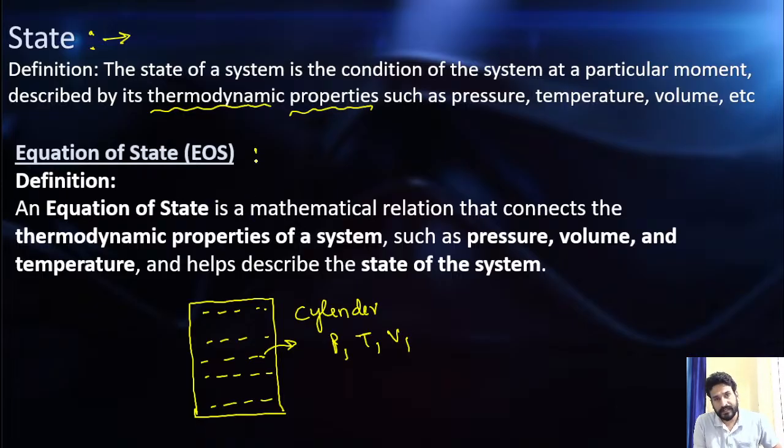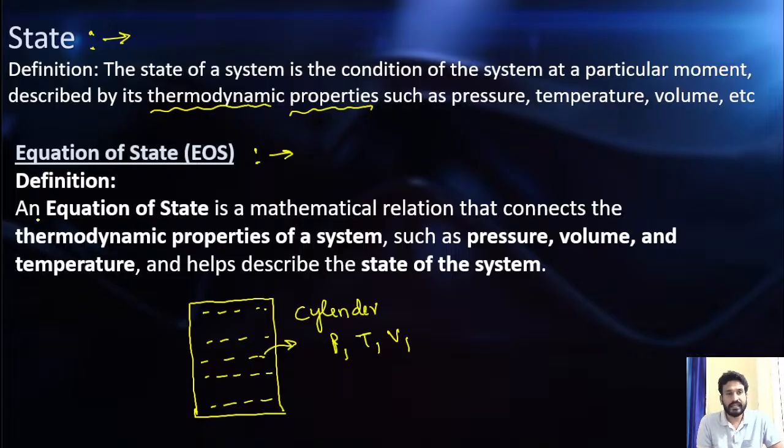Second, equation of state. So what is the meaning of equation of state? Very simple meaning. State means that we are defining the thermodynamic properties of the system at a particular moment, like temperature, pressure, and volume, right? So there should be a relation between these properties, like pressure, temperature, and volume, which is basically defining the state of the system. That is called your equation of state, right?